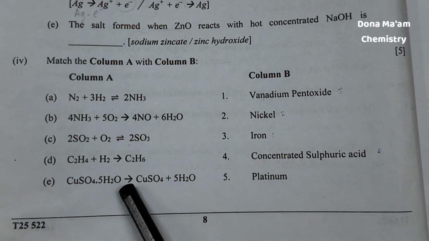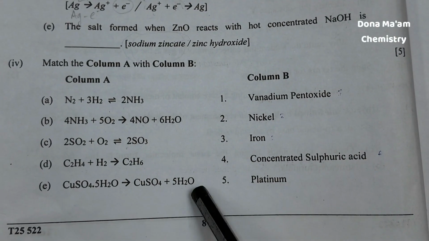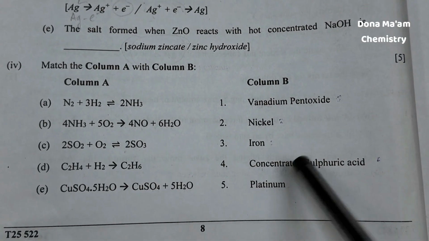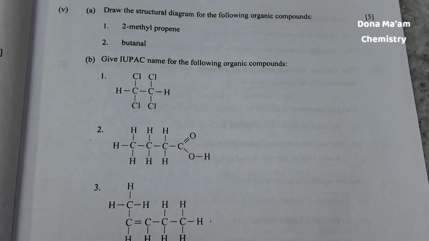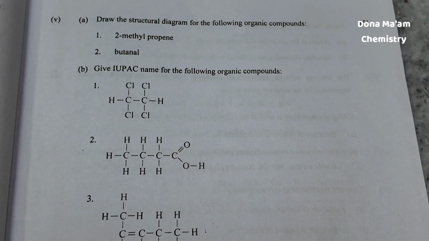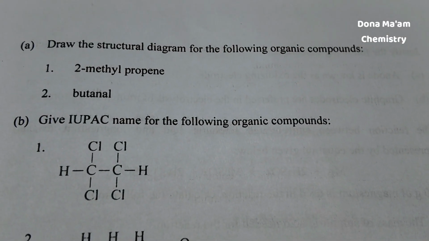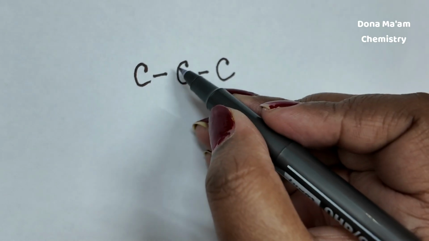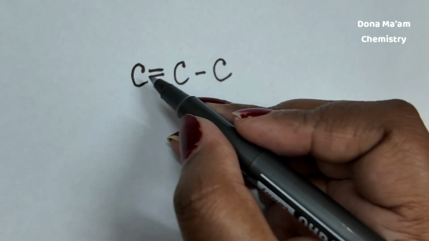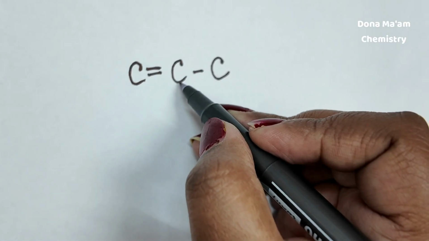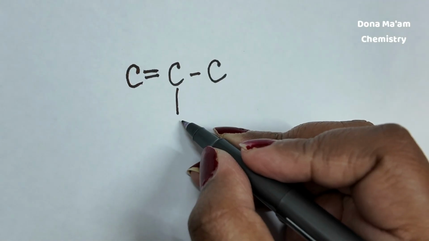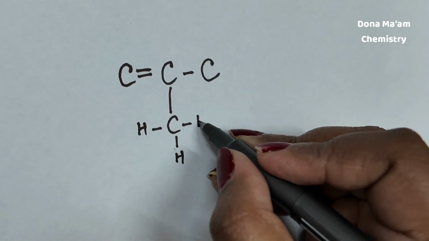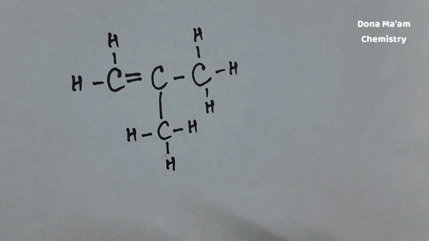Here you can see the blue vitriol is losing its water of crystallization. The agent that is used, a dehydrating agent, which is concentrated sulfuric acid. So the last question of section A. So draw the structural diagram. 2-methyl propene. Prop, so 3 carbon. Propene, so the double bond is in the first position, and if you number the carbon 1, 2, then in the second position you find 2-methyl. So a methyl group down here. So this is 2-methyl propene.